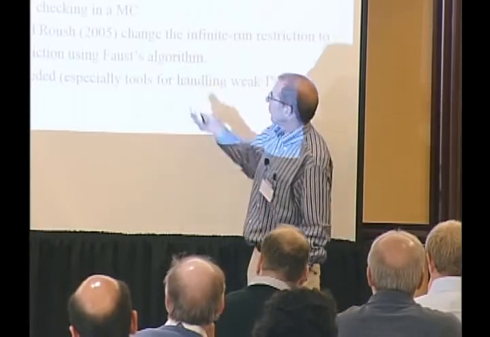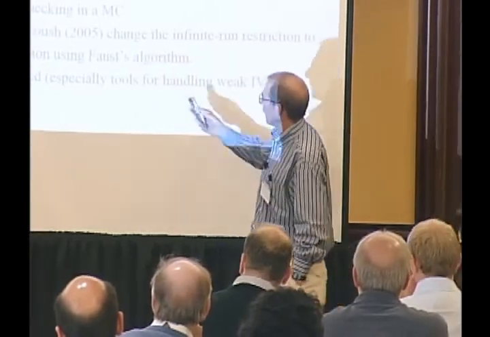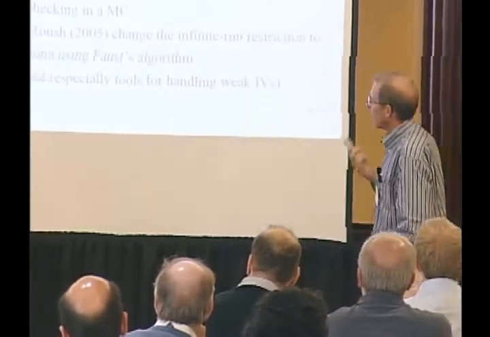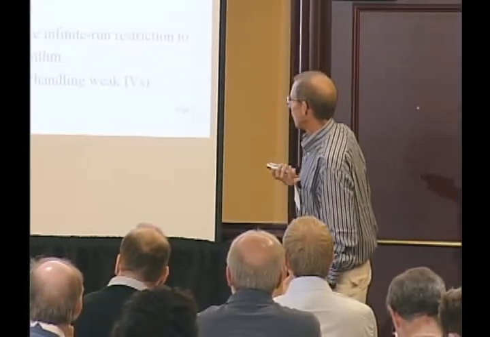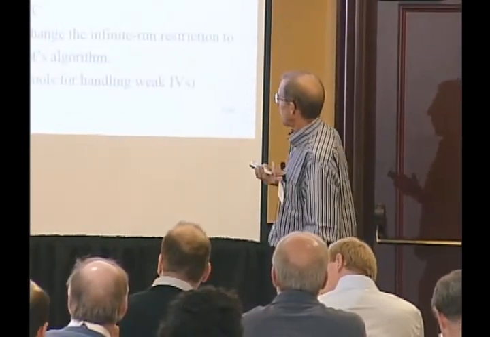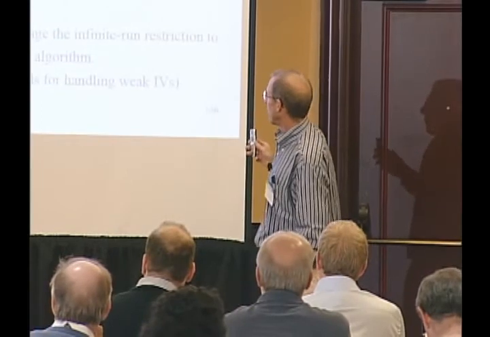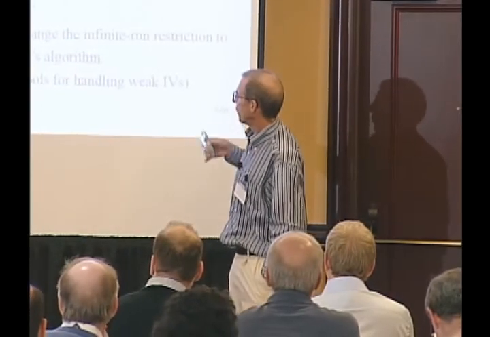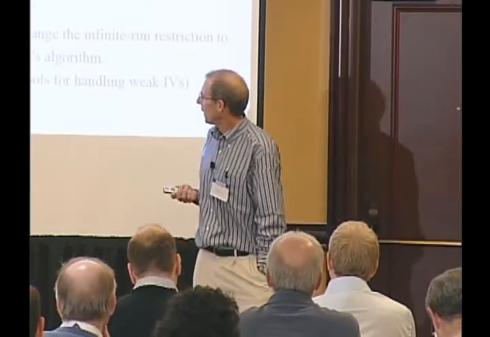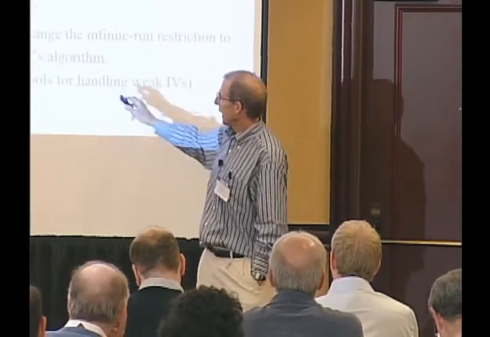There's another idea, which I think is interesting, in a paper here by Francis, Oying and Roche, which says just don't use a long-run or an infinite-run restriction; change it to a finite-run restriction, and use a different algorithm that's based on John Faust's 1998 paper. And that's, I think, interesting. I've only seen that one use of it, and I think it's an interesting approach.